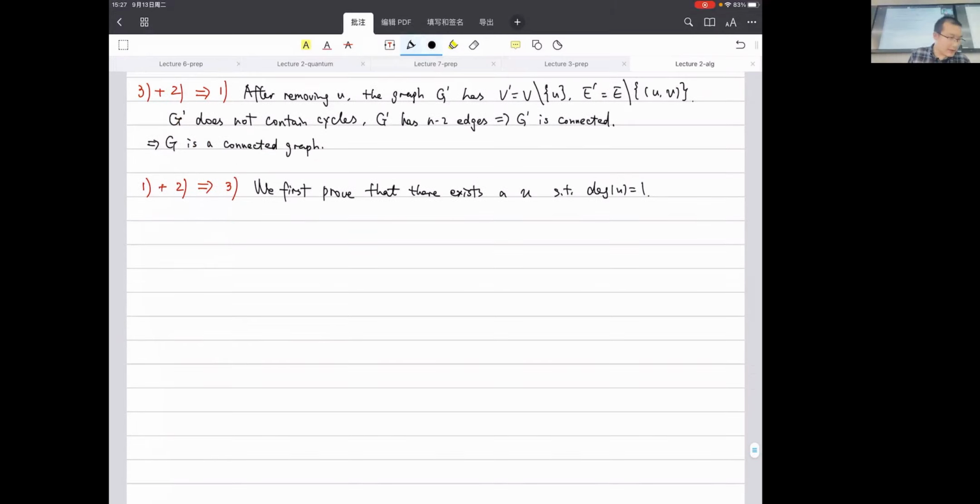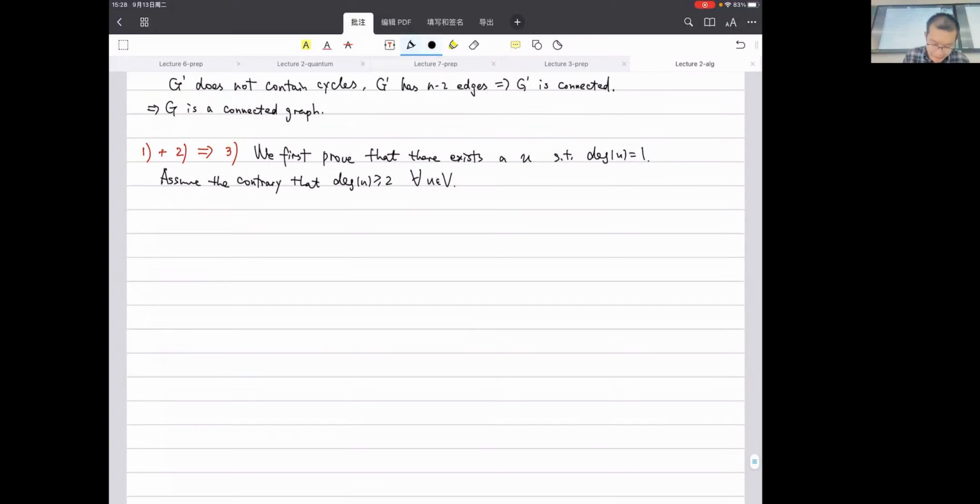So how does this work? Assume the contrary, that the degree of U is larger than or equal to 2 for any U in the vertex set.